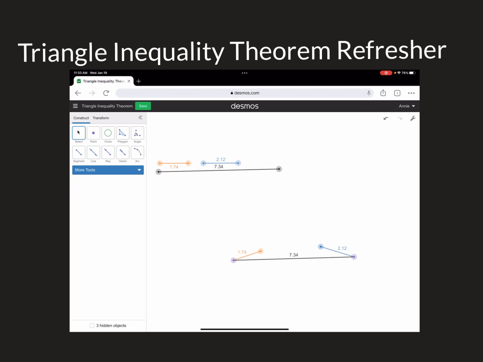If, like here, the two shortest sides, the orange and the blue, are way shorter combined than the black side, then you're not going to be able to make a triangle. So the rule is, for the triangle inequality theorem, the two shortest sides must be longer than the longest side. If that's true, you can make a triangle. If it's not true, like here, then you cannot.